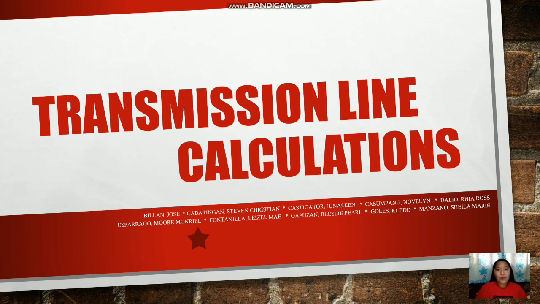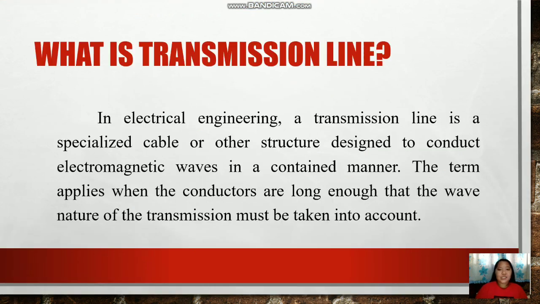So today we will discuss the transmission line calculations. Before that, what is a transmission line? In electrical engineering, a transmission line is a specialized cable or other structure designed to conduct electromagnetic waves in a contained manner. The term applies when the conductors are long enough that the wave nature of the transmission must be taken into account.